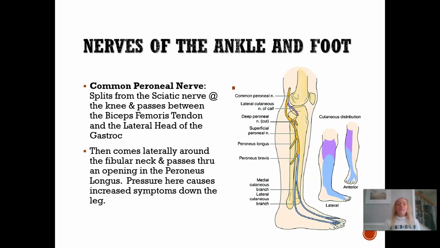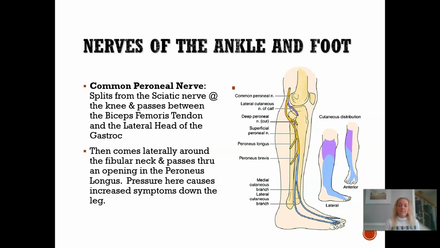Nerves of the ankle and foot. The common peroneal nerve is a branch of the sciatic nerve. It goes behind the knee and passes between the biceps femoris tendon and the lateral head of the gastroc, and then it comes laterally around the fibular neck and passes through an opening in peroneus longus. If there is any pressure on this nerve, it'll cause increased symptoms down the leg, usually on the lateral part of the leg and the anterior portion of the leg on the top of the foot.